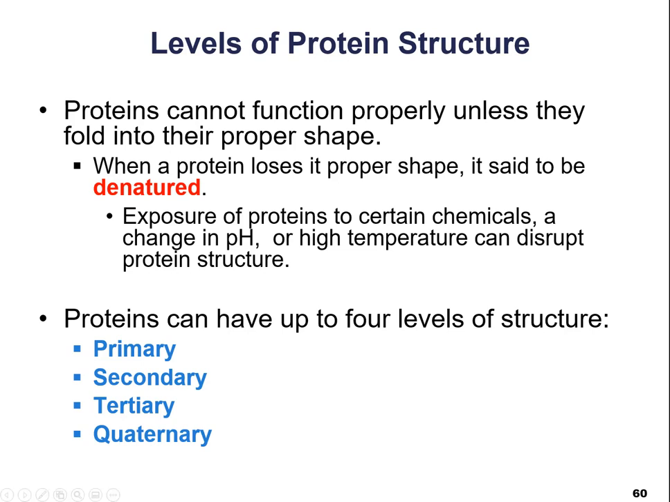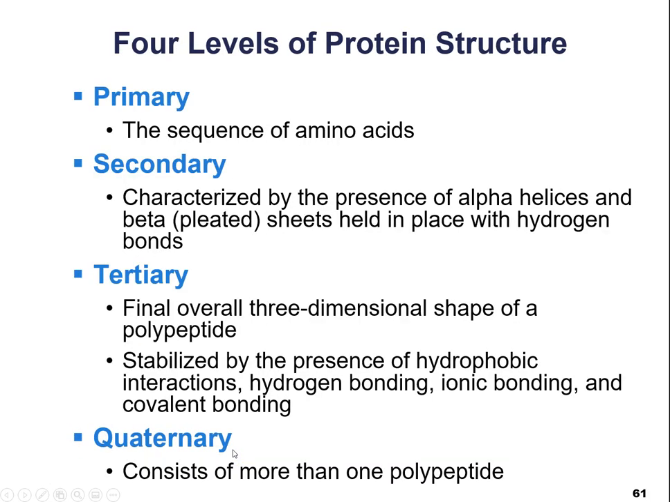So, four levels of structure here. You already have your polypeptide made. Now it needs to fold. We describe this in different levels: primary, secondary, tertiary, and quaternary. Primary is just the sequence of the amino acids. That's it. Secondary, you see things called alpha helices and beta pleated sheets, which are held together by hydrogen bonds. Just think of this as the initial folding.